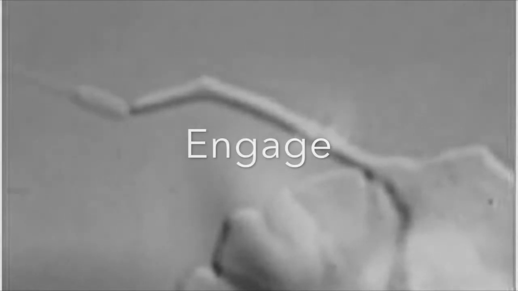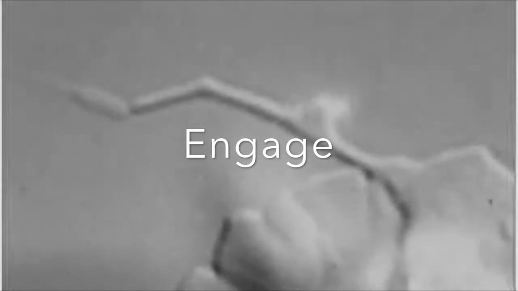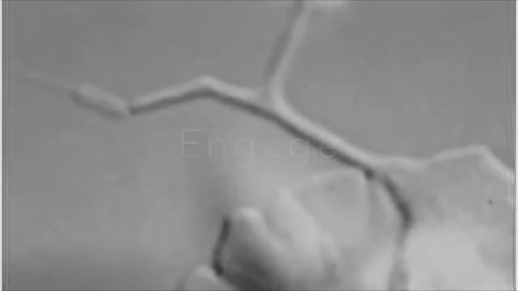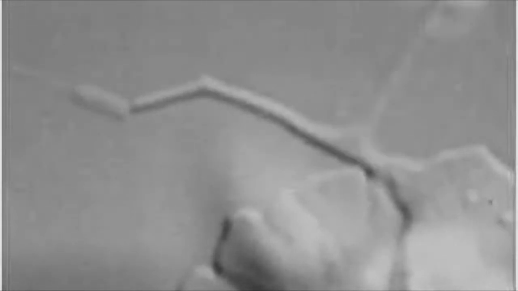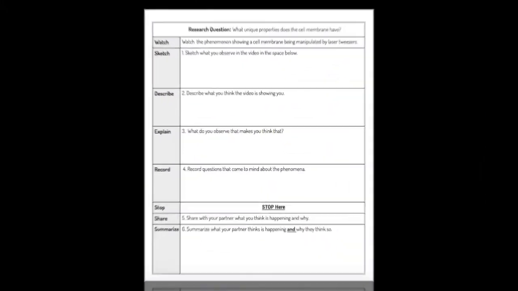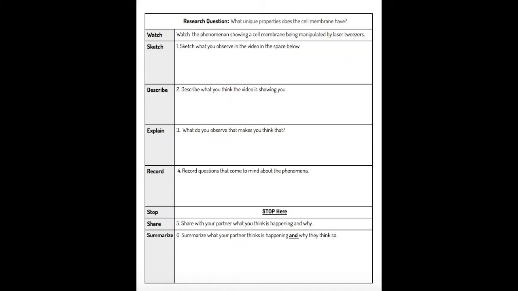Videos of phenomena are a great way to engage students, elicit prior knowledge, and introduce them to new concepts. In this activity, students will watch a video of a cell membrane being manipulated by laser tweezers. Students will describe what they think is happening, explain why they think that, and record questions that come to mind about the phenomenon. Students will then share with a partner what they think is happening and why, and then summarize what their partner is thinking and why. The student worksheet for the Engage activity is located in the link attached to this video.